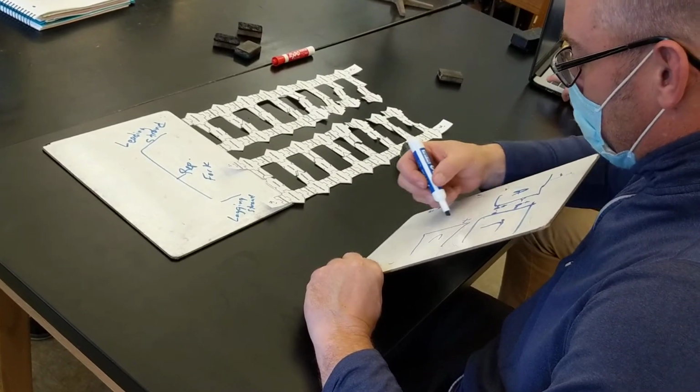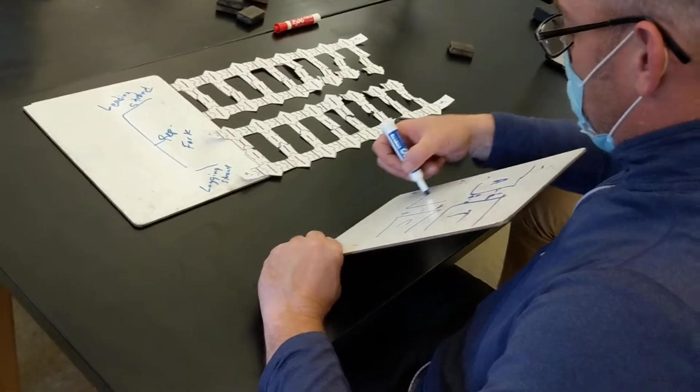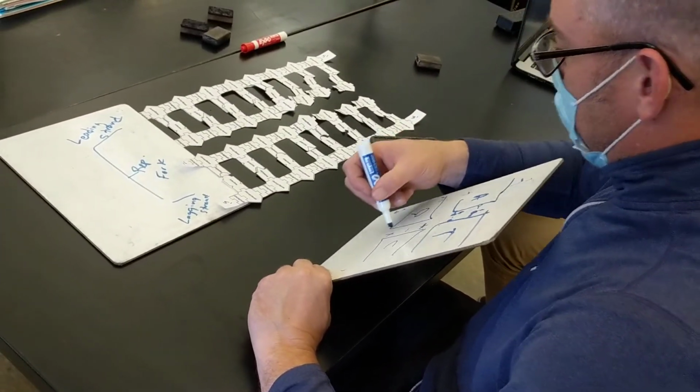So on cytosine and guanine, the opposite's true. So they would repel each other, which is why they don't hook up, and there's 3 hydrogen bonds there.